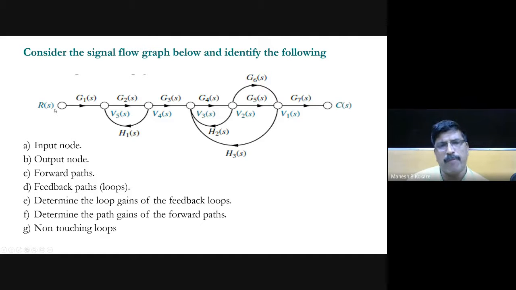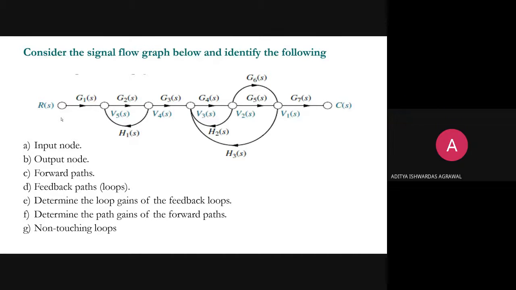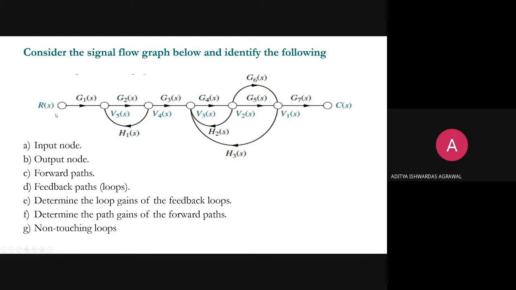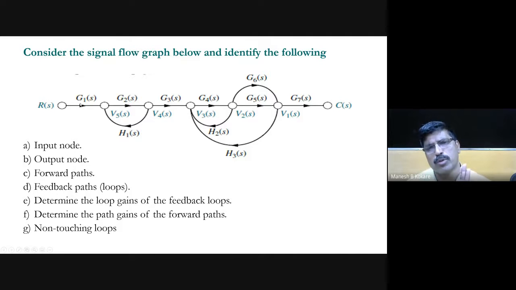Then can you tell me which are the forward paths? Forward path means the signal will travel from input to output. So just multiply those. Which is the forward path? Can you tell me the forward path gain? G1 of S, G2 of S, right, multiplied by G3 of S, multiplied by G4 of S, multiplied by G5 of S, then G7 of S. Yes, so this is one forward path. We can call that the P1 path, where P1 is equal to G1 of S multiplied by G2 of S multiplied by G3 of S multiplied by G4 of S, G5 of S, and G7 of S. Is there any other forward path? See, the signal will travel from input to output with that path also.